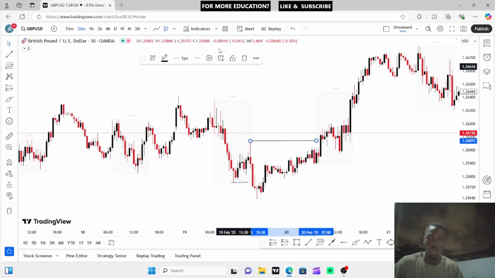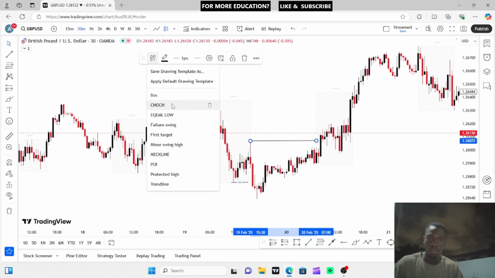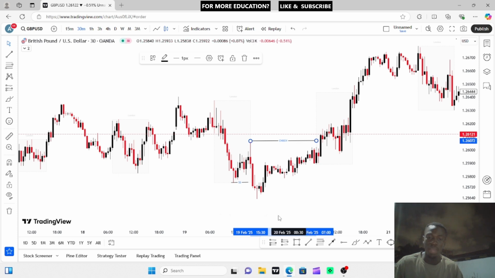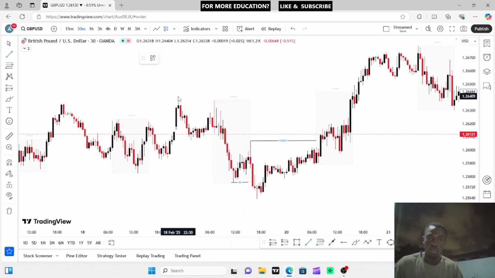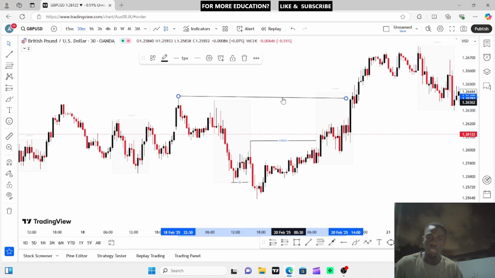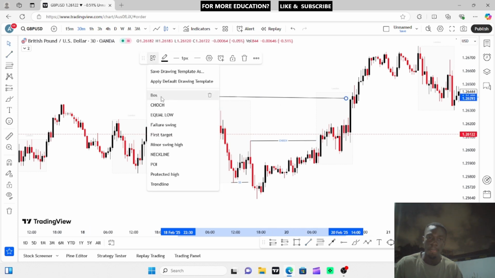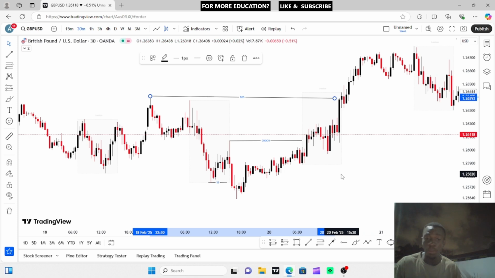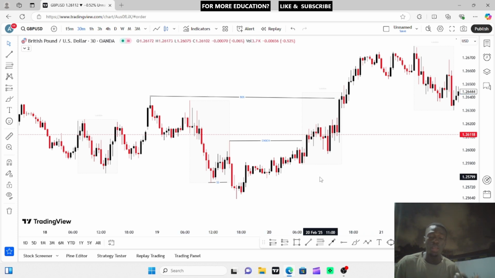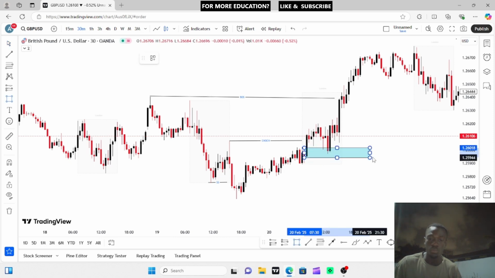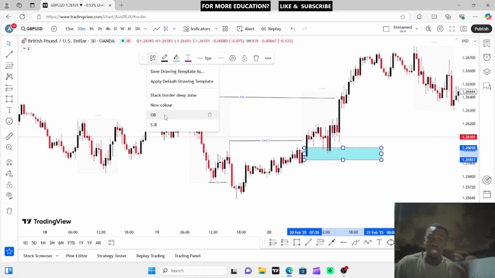So this is the change of character. Around this place, we had another break of structure at the top here. So this is a change of character, and this is a break of structure. When this happens, what are we looking out for? We are looking out for the zone that led to this change of character here, and this is the zone right here. So you take this zone.